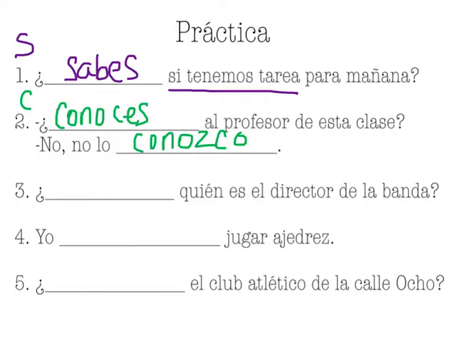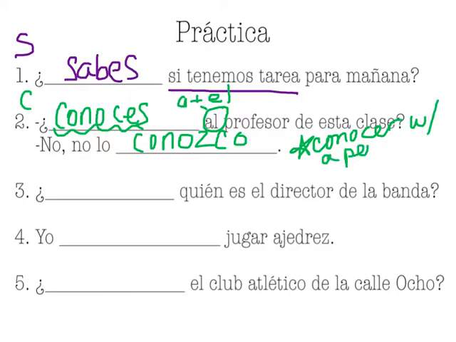One thing that I want to point out while we're on this example is this al right here. Remember, this is from a plus l. And whenever we use conocer with a person, only with a person, okay, go ahead and write this down in your notes. Conocer with a person, use the personal a.